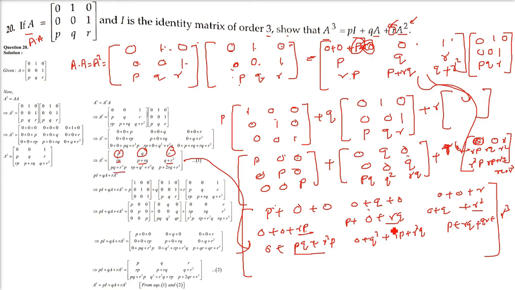This is pq plus r square p. This is rp plus q square plus r square q. This is p plus rq and rq is 2rq. So p plus 2rq plus rq.